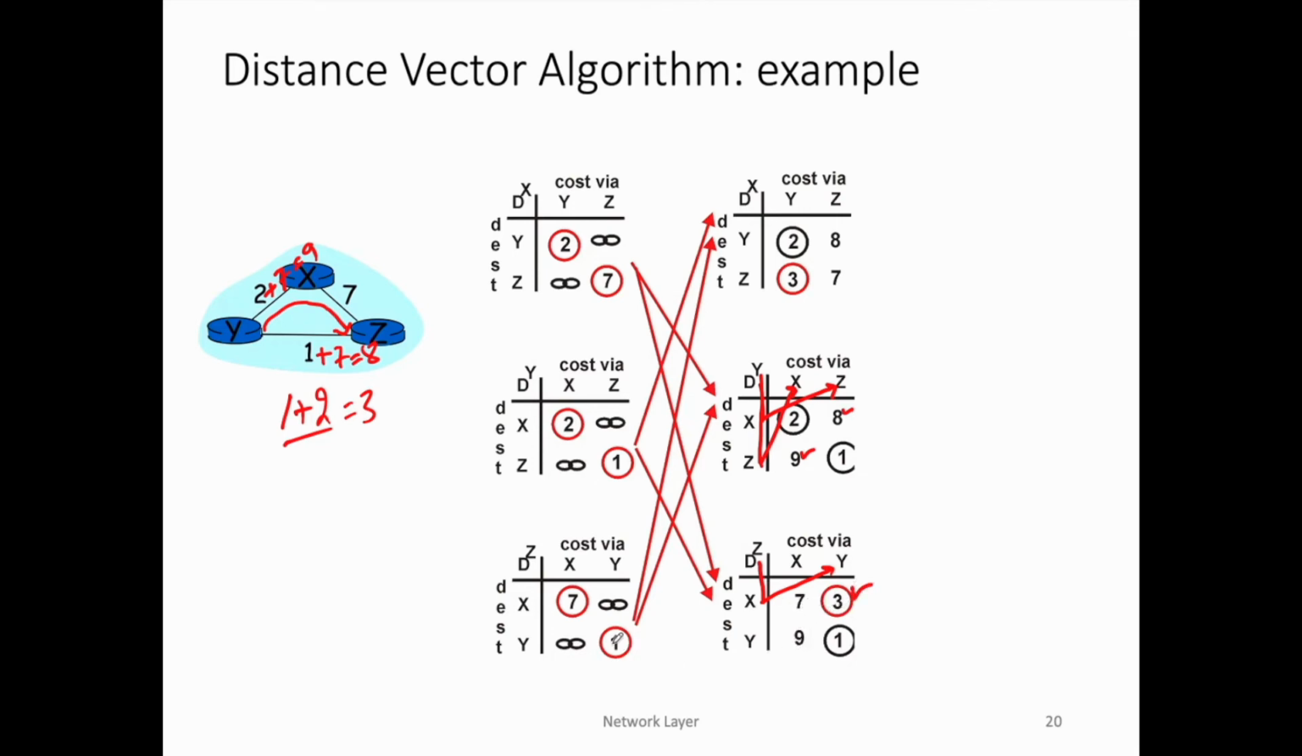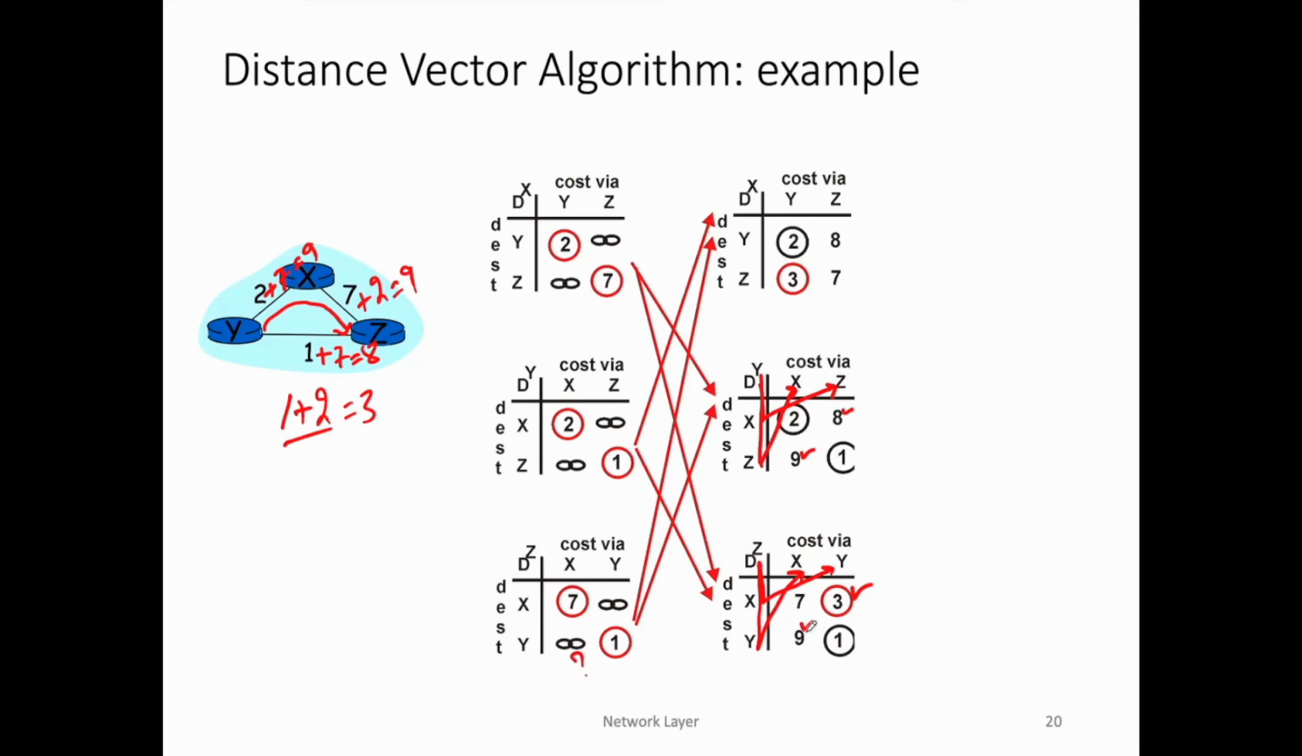And similarly, look at this value here, the cost to reach from z to y via x. This means this update message is coming from x. So what does x have to tell z? The cost to reach from x to z via z, 7. Obviously, z won't be interested in this cost. And x is also telling z that the cost to reach from x to y is 2. So what's the cost to reach from z to x? 7. So 7 plus 2 is 9. So here we have this cost 9.